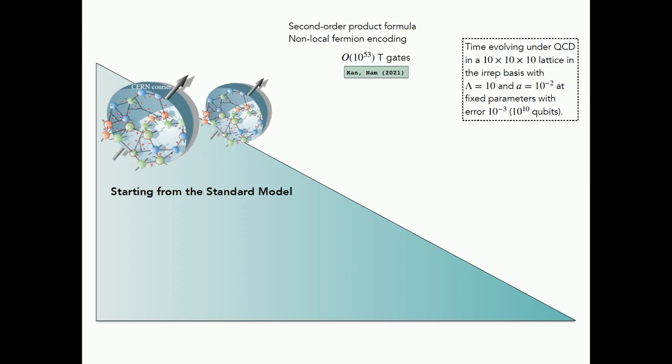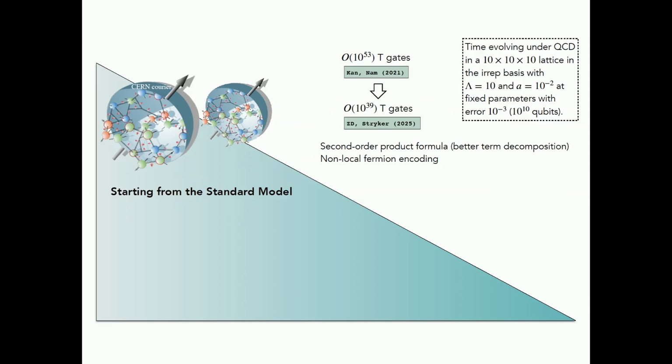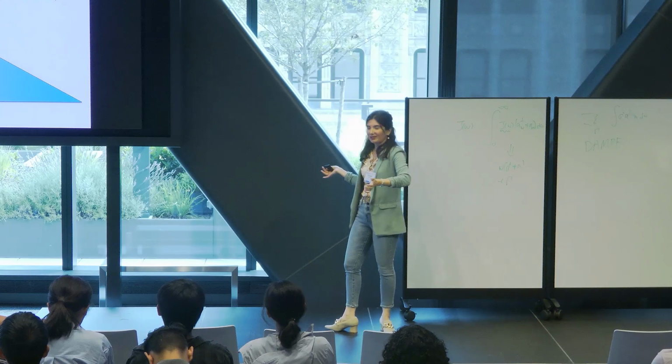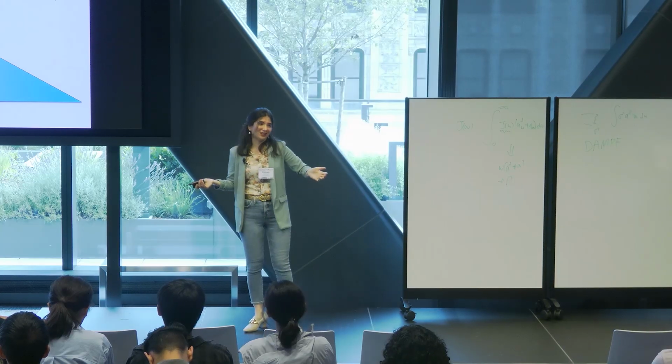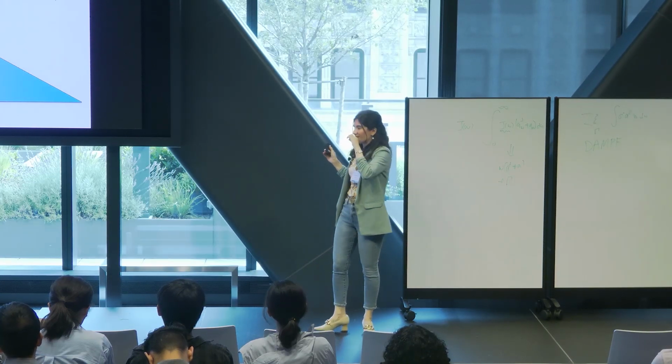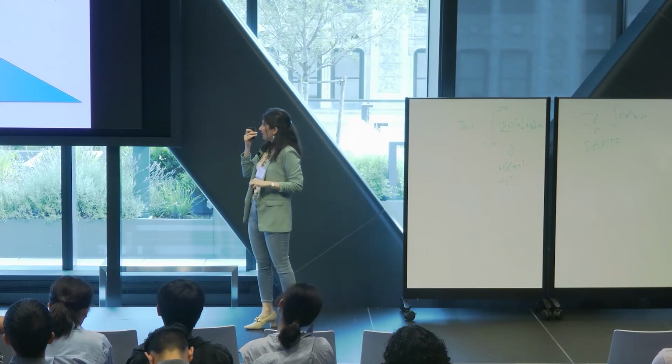Now, what about the gate complexity? There was this very nice paper by Kan and Nam in 2021, when they looked at a second-order product formula for this problem and used a non-local Jordan-Wigner transformation for fermions in 3 dimensions. And they came up with this huge number, 10 to the 53 gates. Okay, that's pretty depressing, right? So if that had been the end of the story, it would have been bad. But it turned out that you can already take that algorithm and reduce that cost by 14 orders of magnitude if you just do better term decomposition in your product formula. Okay, so that's something that we showed with my former postdoc, Jesse Stryker.